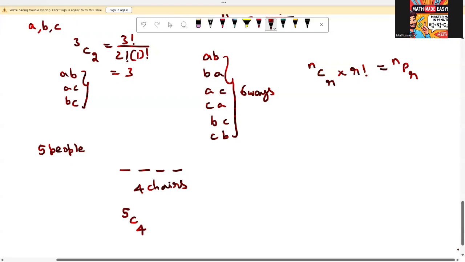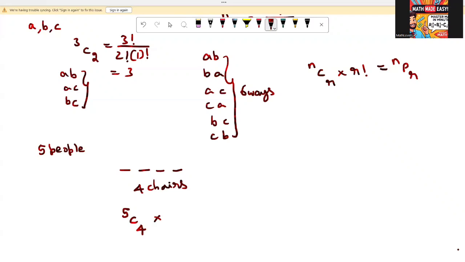But now if the ordering, like who sits first, who sits second, who sits third, who sits fourth, also matters, then it's going to be multiplied by 4 factorial, because 4 ways for the first person to take his seat, 3 ways for the second person, 2 ways for the third person, and 1 way for the last person, which is the same as 5P4. Clear? So this is the arrangement idea in linear arrangements.